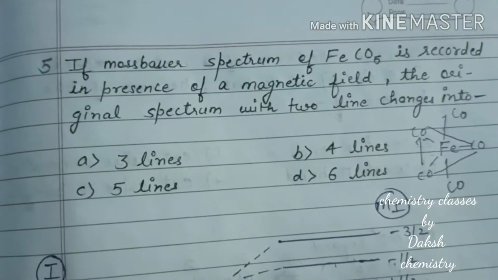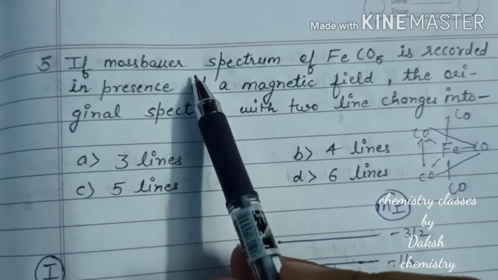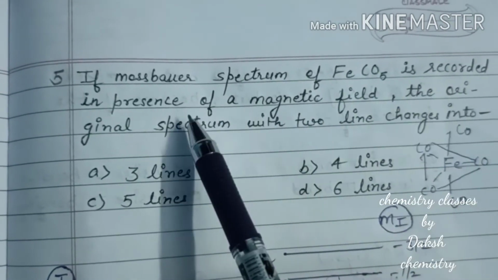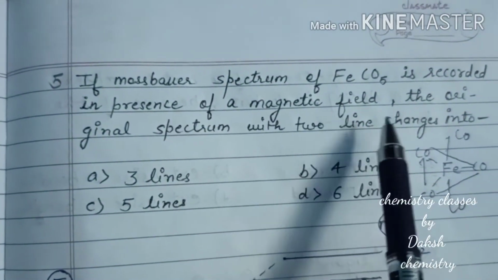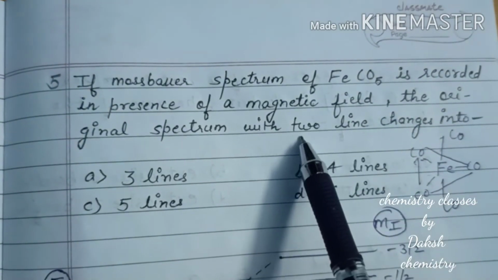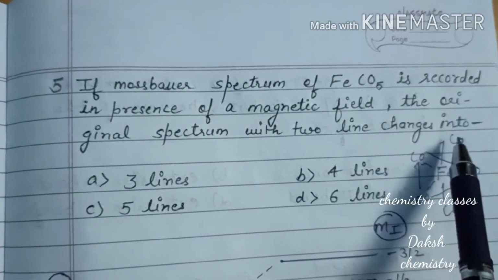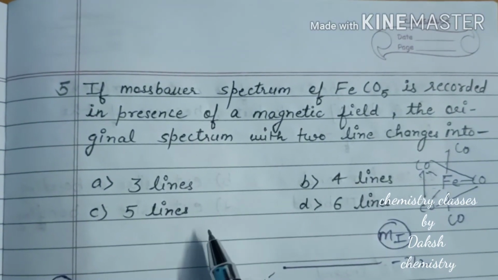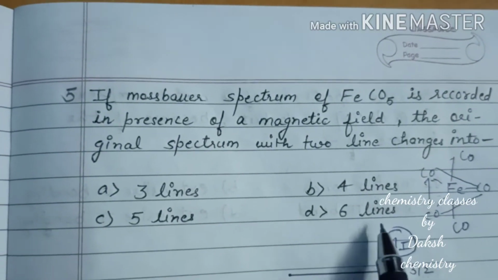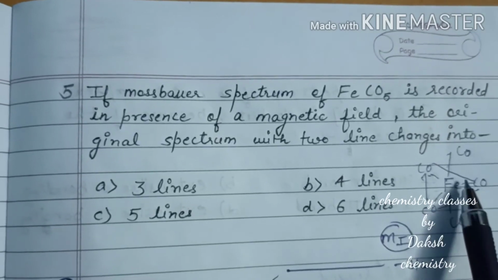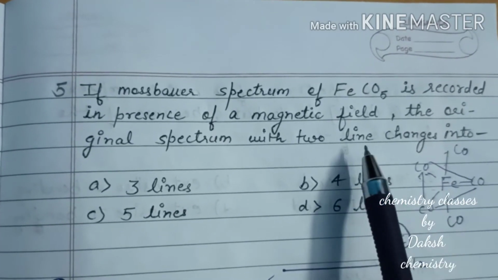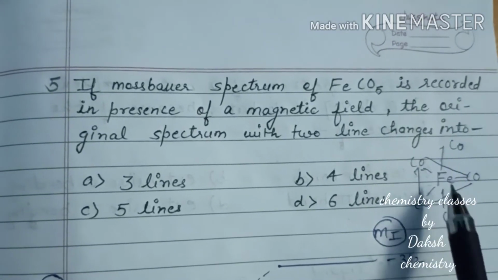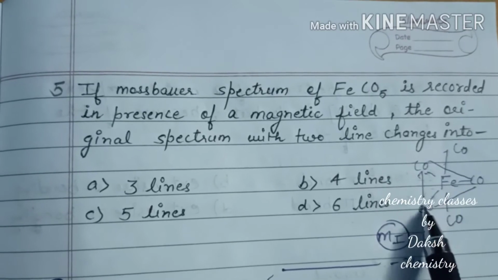Okay. Next question is, if the Mössbauer spectrum of Fe(CO)5 is recorded in the presence of a magnetic field, the original spectrum with 2 lines changes into. Options given are 3 lines, 4 lines, 5 lines, 6 lines. In the Fe(CO)5 molecule, 2 lines we observe due to these 2 types of carbonyl groups. 2 are axial and 3 are equatorial.